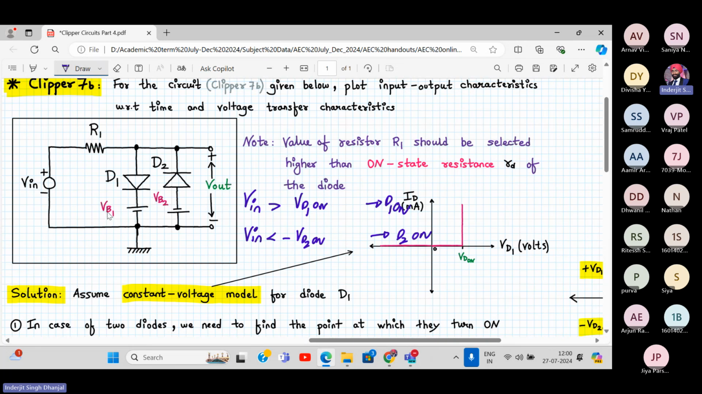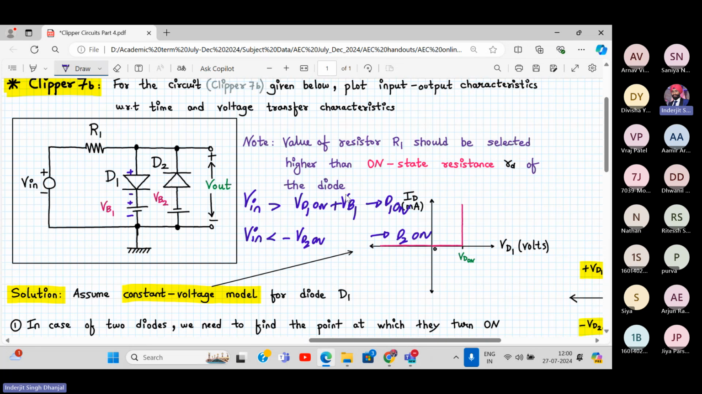So here, let's consider VB1. Is VB1 helping the diode to turn on or not? Here it is negative, here it is positive. VB1 is opposing, so it will be plus VB1. Understood this? Because that much voltage you have to overcome to turn on the diode, if it is opposing. What about D2? Is VB2 helping D2 to turn on or off? It is helping it to become reverse biased. So that much extra voltage you require. So here it is minus VB2.